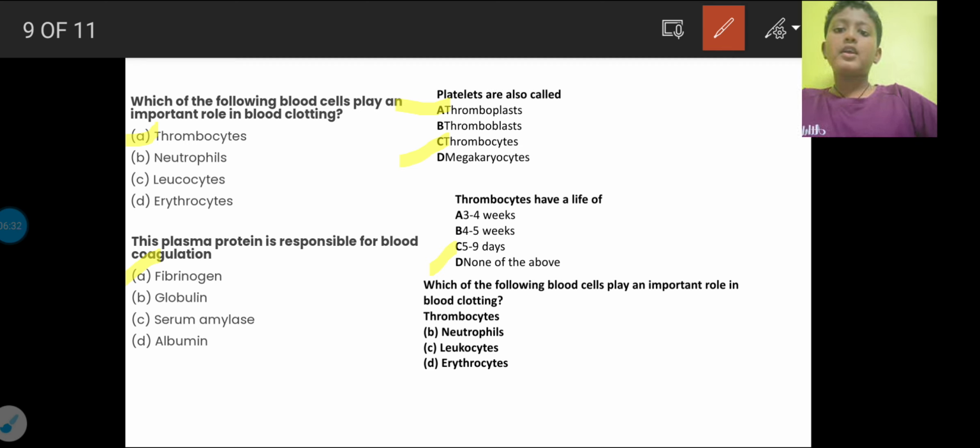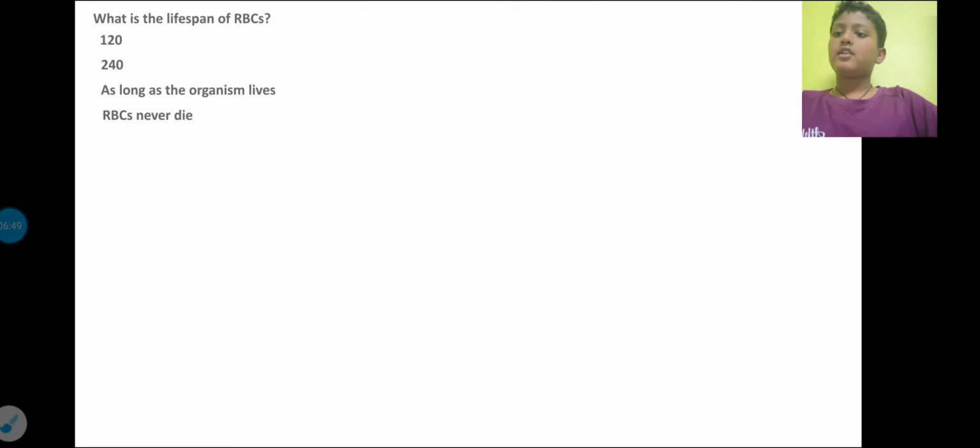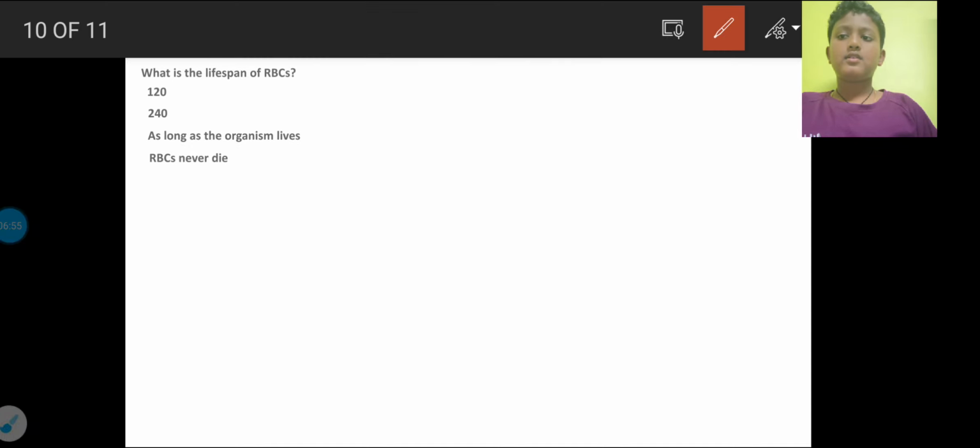And which of the following blood cells play an important role in blood clotting? Thrombocytes, neutrophils, leukocytes and erythrocytes. It is thrombocytes, nothing but platelets. And next, what is the lifespan of RBCs? 120 days, 240 days, or as long as the organism lives, RBCs never die. The correct answer is 120 days. Okay, this is the complete chapter of components of blood.